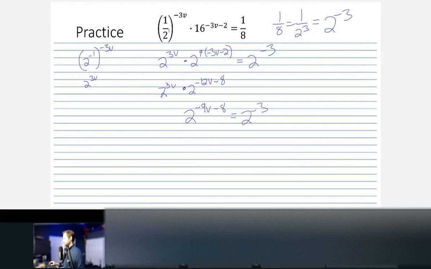Okay. Now it looks kind of simple, right? We just set the exponents equal to each other, and then we solve. We get negative 9v minus 8 equals negative 3. We'll just add 8 to both sides. And then divide everything by negative 9. So v equals negative 5/9. Does that look right to everyone? Does my math make sense?